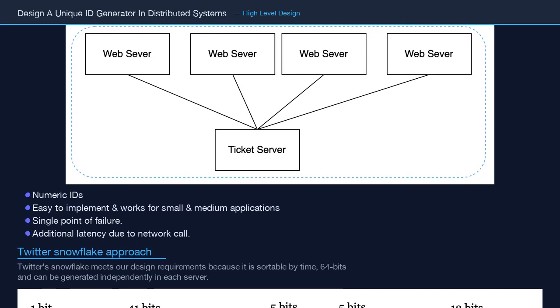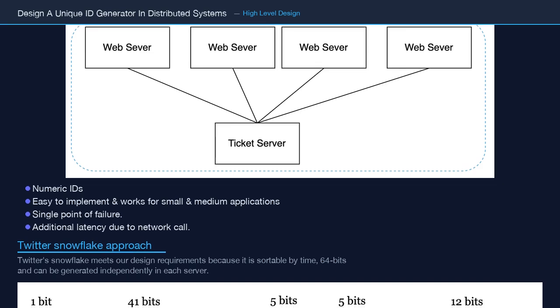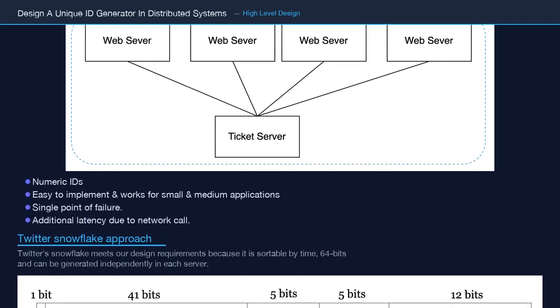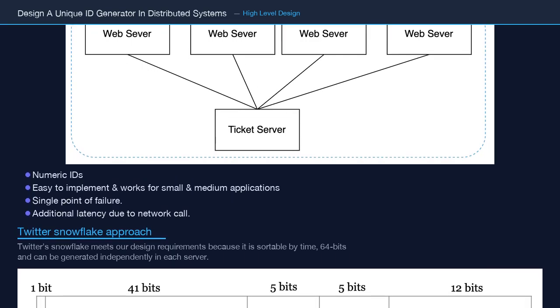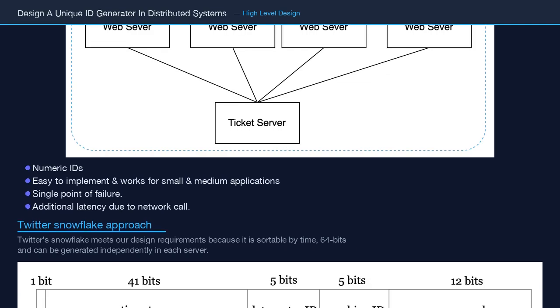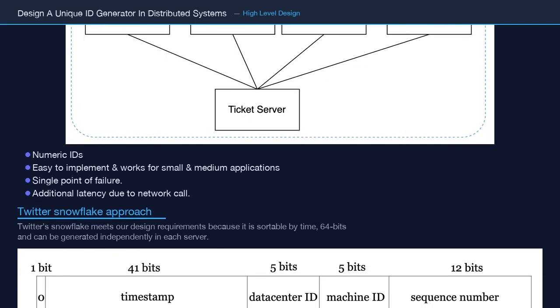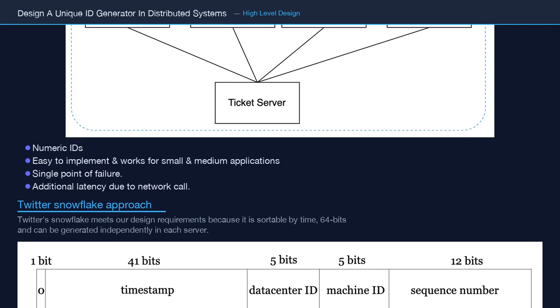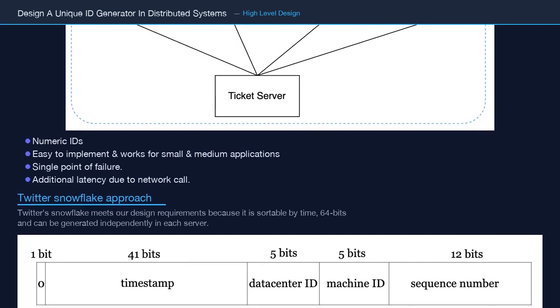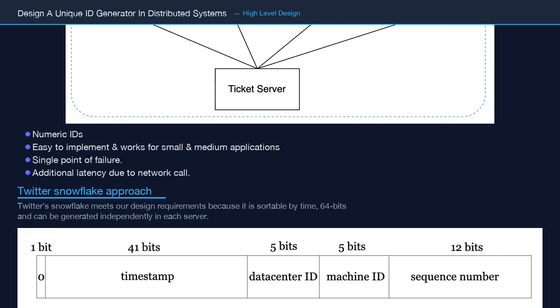Twitter's Snowflake design meets all the key requirements. IDs are 64 bits, they're sortable by time, and they can be generated independently on each server without any coordination. The 64-bit ID is divided into several distinct sections. The first is a sign bit, which is always set to 0 and is reserved for potential future use.